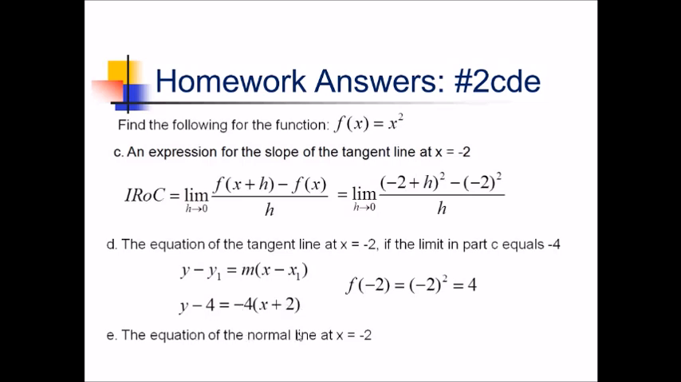For the equation of the normal line, remember, it is perpendicular to the tangent line and goes through the same point. So we still have y minus 4. And now the difference is, since it's perpendicular, we're going to have the opposite reciprocal slope. So this will be positive 1 over 4, and all that times x plus 2.